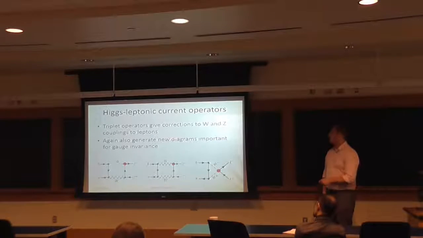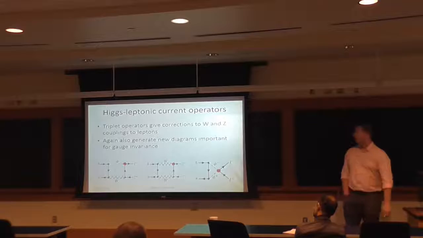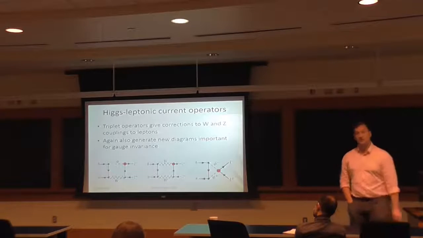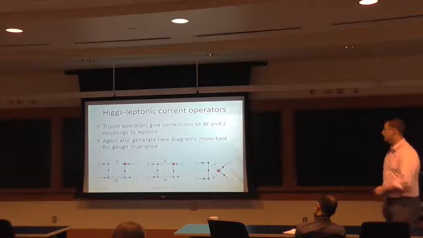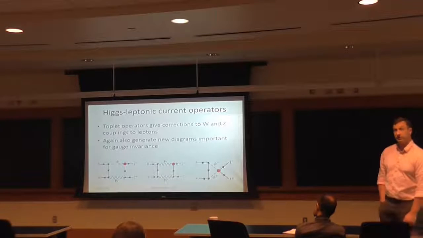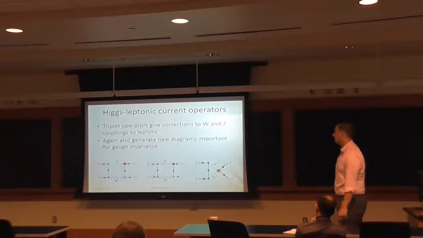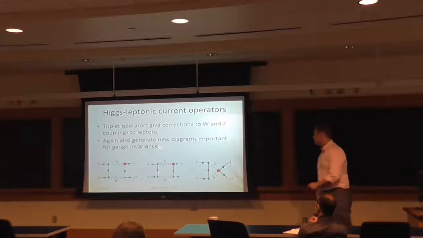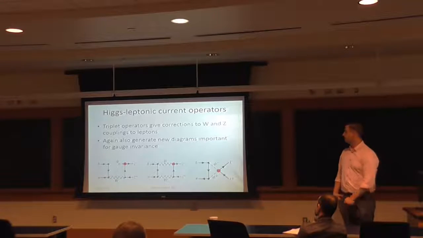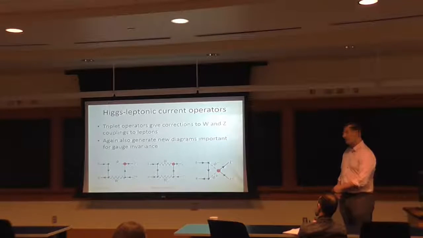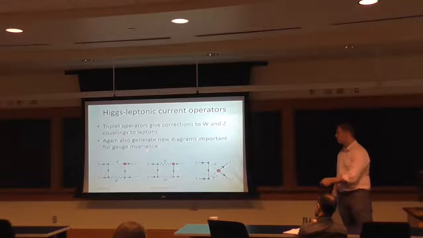The Higgs leptonic triplet operator also gives me corrections of the W and Z coupling to leptons. The W is an interesting feature that wasn't true in the singlet operator. And these again also generate new diagrams that are going to be important for gauge invariance. They also give me these box interactions.